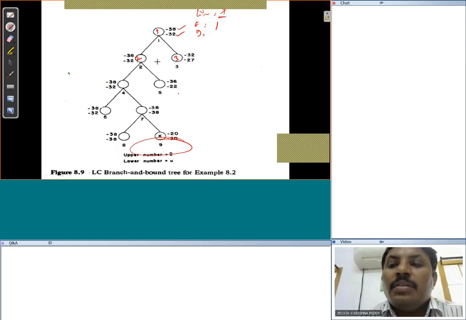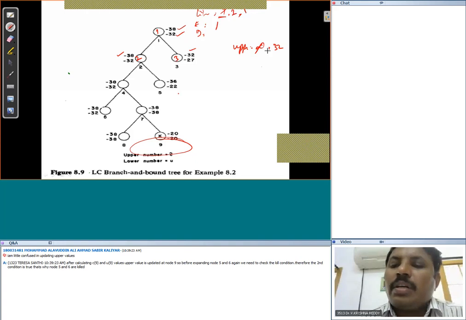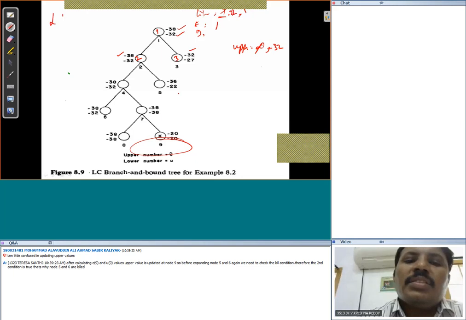Listen carefully. Once node 2 and node 3 are generated and their cost functions are calculated, the upper value, infinity, is updated with minus 32 or something. It is not possible to kill as per the current status of the condition. Then those two nodes are live nodes. So all of you please observe, now we are discussing LCBB.